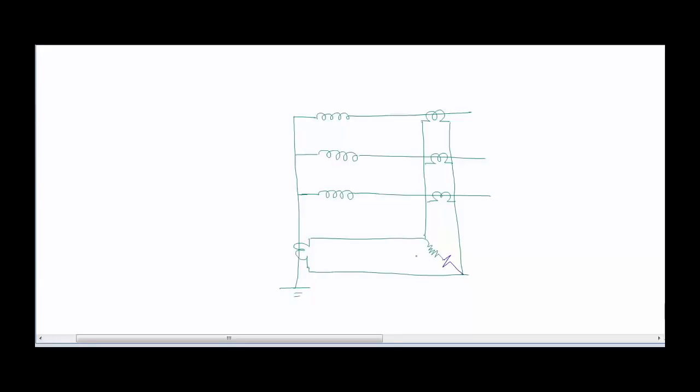So regarding the value of this stabilizing resistance that must be introduced in the circuit in order to have a stable area of protection when there is a through fault and one of the CTs gets saturated, in order to know that we have to carry out fault analysis in the system.